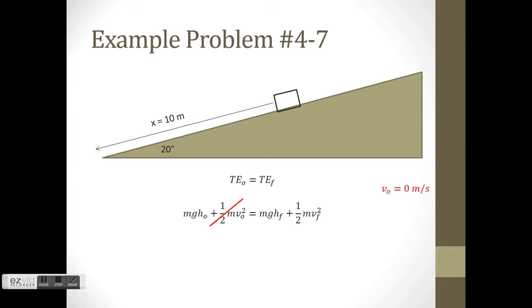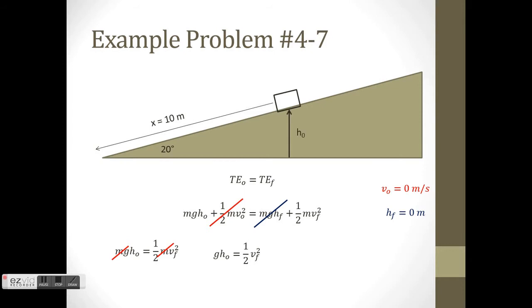We know the initial velocity is 0, so 1/2 mv initial squared becomes 0. And we know h final we can define as 0, bottom of the ramp, so mgh final is also 0. So let's work this problem out. We have mgh initial is equal to 1/2 mv final squared. The m's cancel out. The mass of the block doesn't really matter. So I get gh initial is equal to 1/2 v final squared.